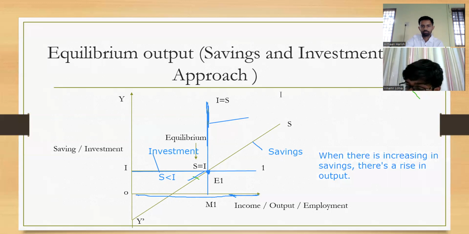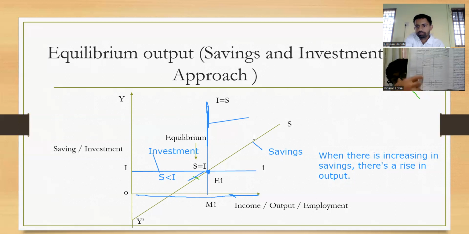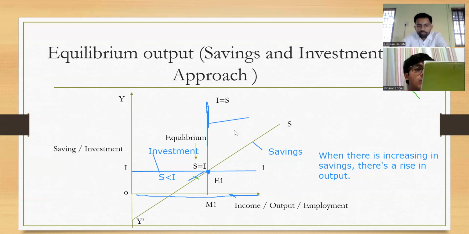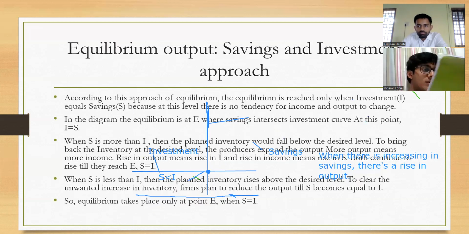I'll just show it. But they've made it like two graphs that are the same. These are two separate graphs, but they're actually the same. We just have to follow one graph. And what is the explanation given? According to this approach, equilibrium in income output is achieved when savings is equal to investment. Since savings refers to leakage or withdrawal from the circular flow, and investment refers to injection into the circular flow, we can also state the equilibrium condition as the one where leakage is equal to injection.